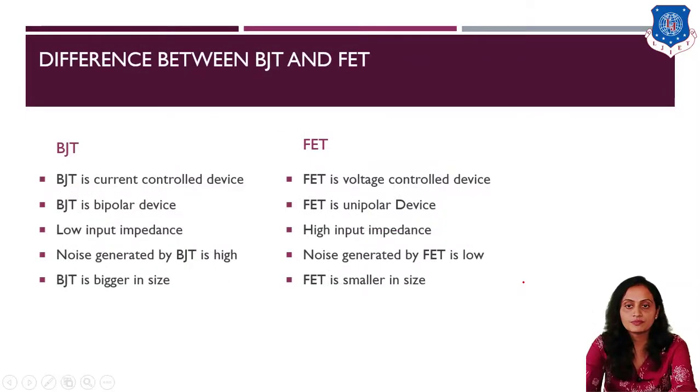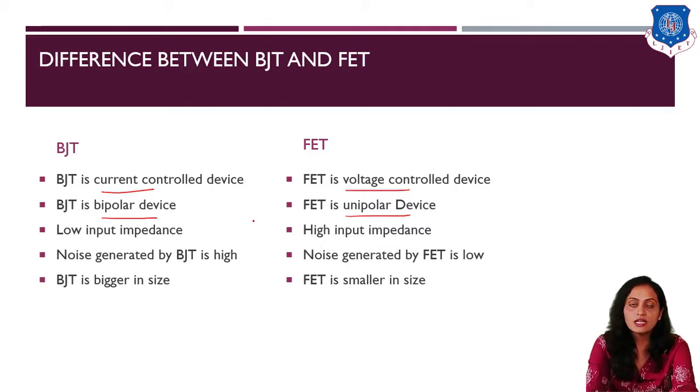Now we will see what is the difference between the BJT and FET. BJT is a current control device, whereas the FET is a voltage control device. BJT is a bipolar device, that means the carrier movement in the BJT is due to electrons and holes both, whereas in the FET the current is due to only one type of carrier, that is either electron or hole.